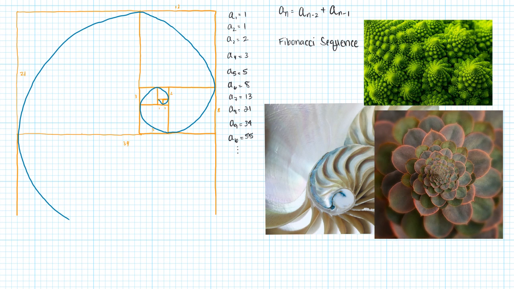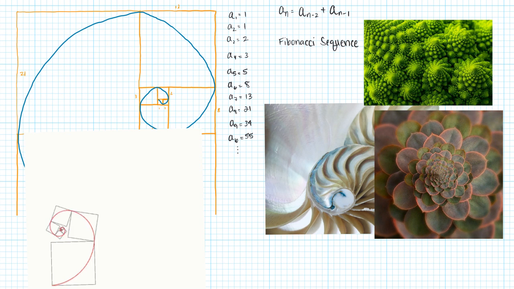And lots of things in nature have this sort of spiral pattern. Broccoli, sunflowers, seashells, succulents, all have a spiral pattern embedded within them.